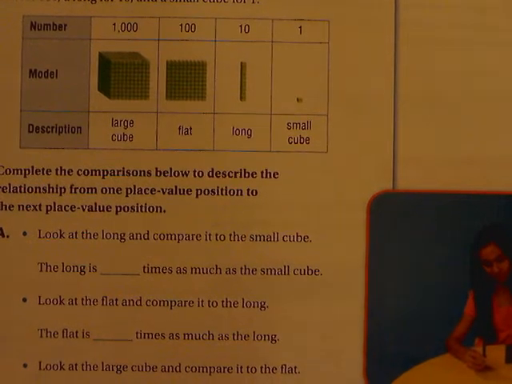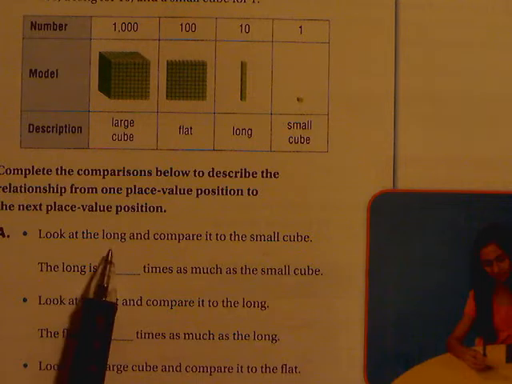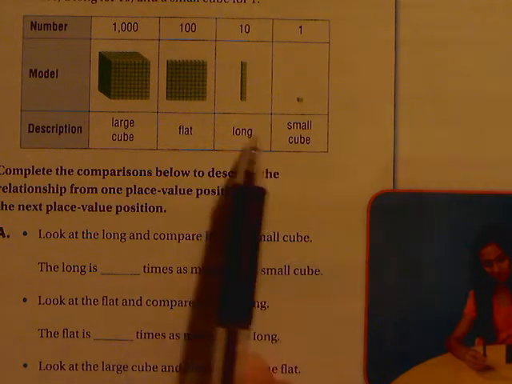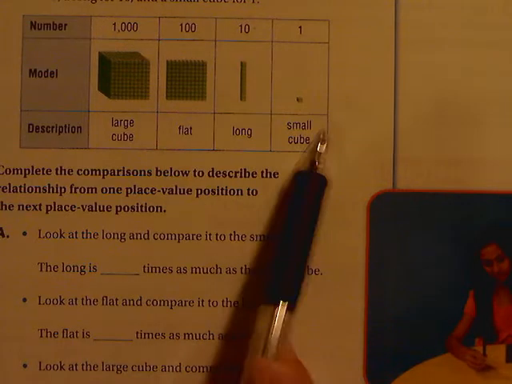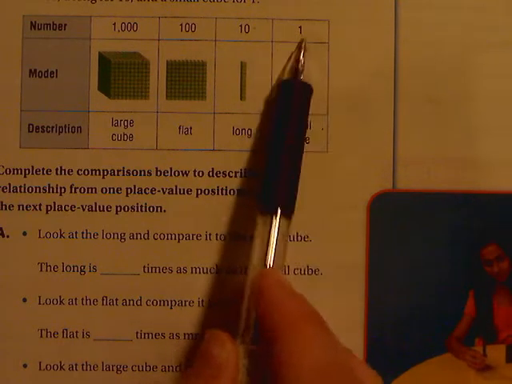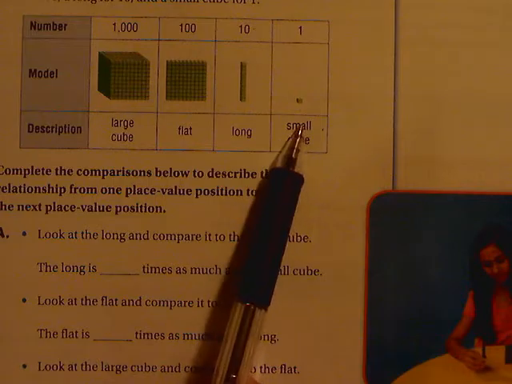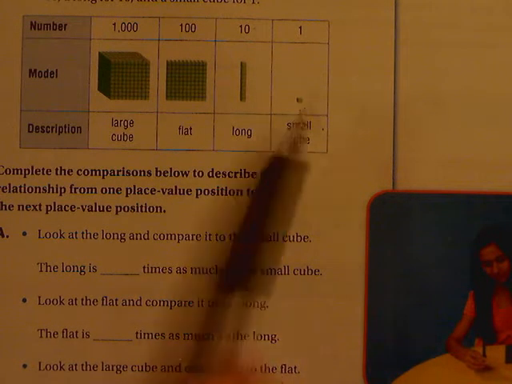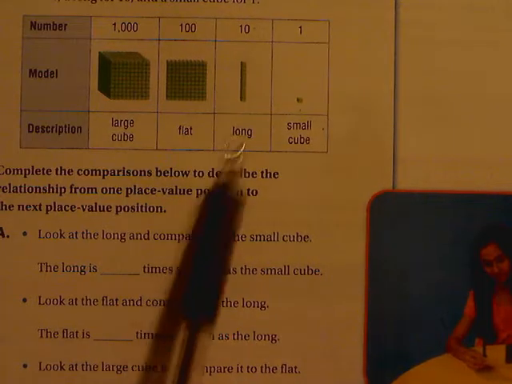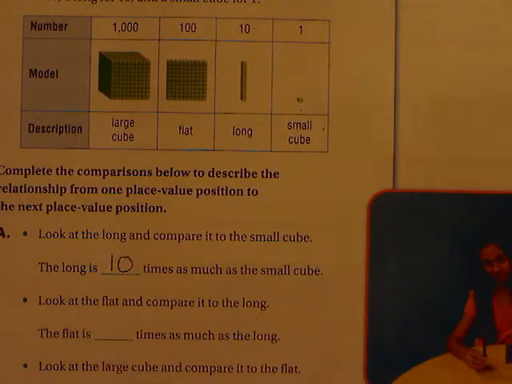If we're looking at our book, we're looking at part A. It says look at the long and compare it to the small cube. My long equals 10, and my small cube equals 1. So that means that my long is 10 times as big as my small cube. If I were to multiply my small cube by 10, it would equal 10 and I would get a long. So the long is 10 times as much as the small cube.